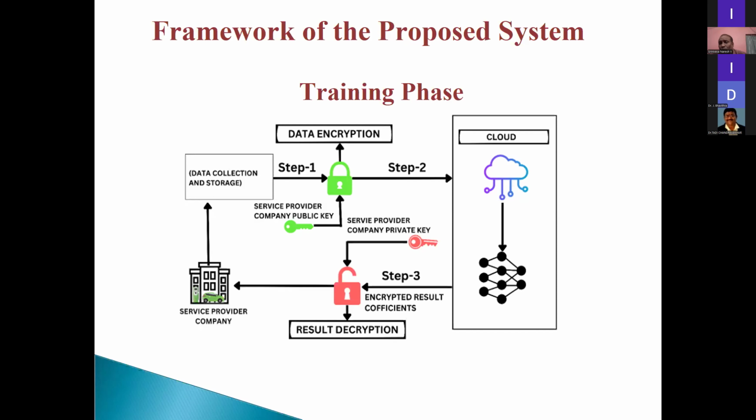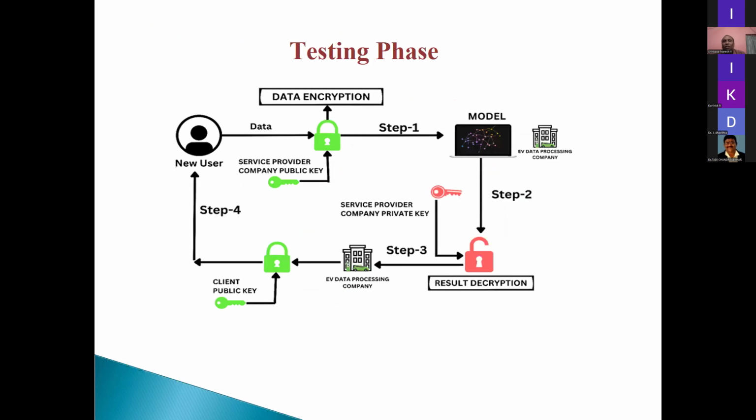So the service provider then uses the inference phase. After that, new user data has to be given to this model in encrypted form. After that, this model will give an encrypted result. That encrypted result will be decrypted by the service provider, so that we'll get the result. That is called the testing phase for data privacy.